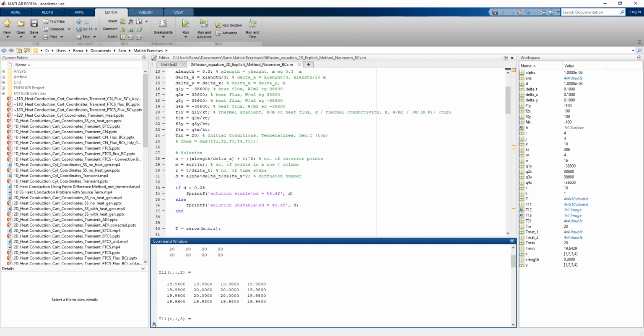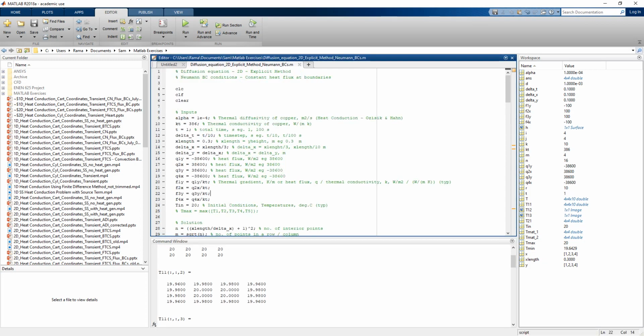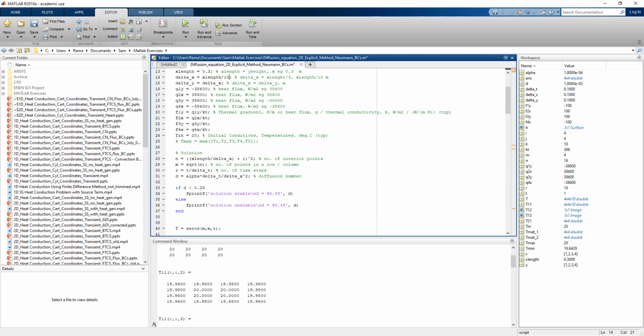So now we will change the time steps and the total time, for example. Let's change it to 100 seconds, and we'll change delta t as well to say 1 second. And delta x, let's change that to 0.3 over 10 grid spacings. And we'll save this and resolve this problem.